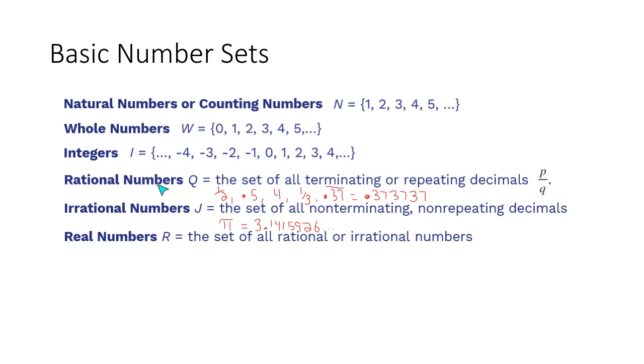Then we have the rational numbers. The letter that we use for rational numbers is Q. And this is just the set of all terminating or repeating decimals. Basically, we can write them as a fraction of 2 numbers, but they have to be terminating or repeating. So for example, a half is a rational number. 0.5 would be a rational number. The number 4 is considered rational, because we can write 4 as 4 divided by 1.